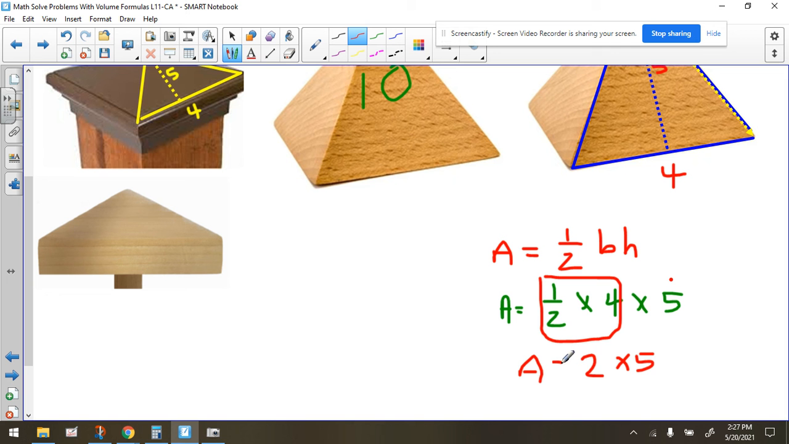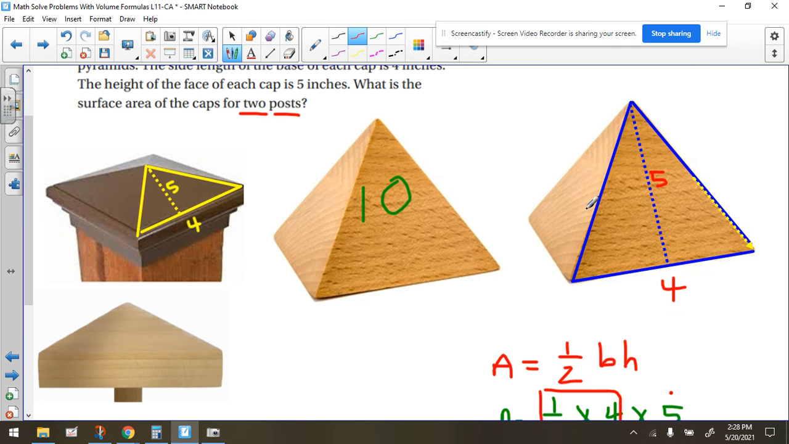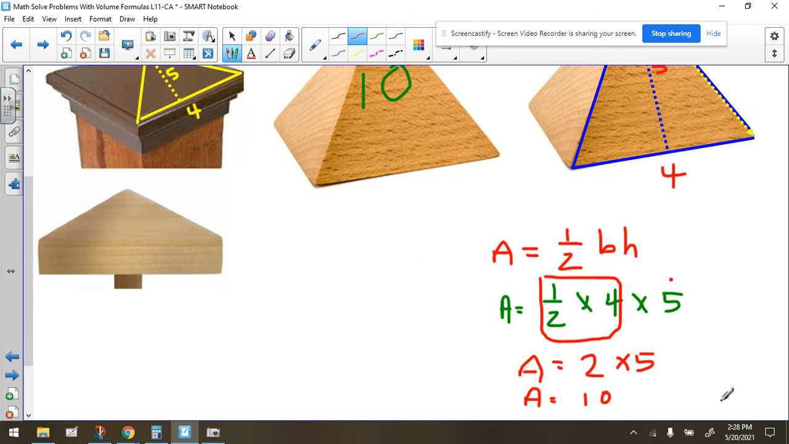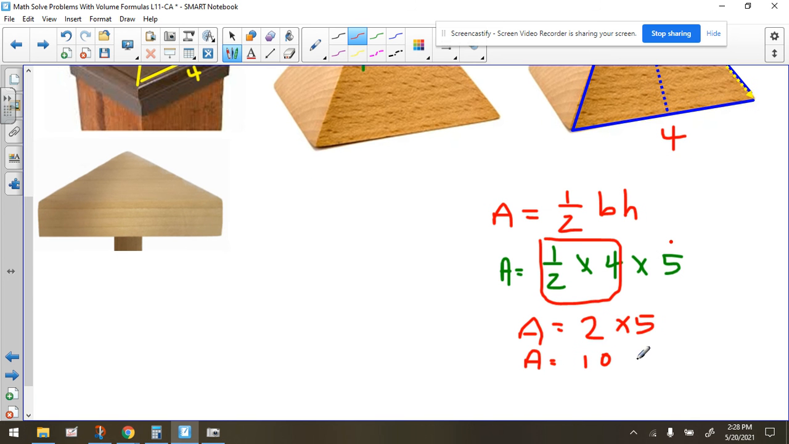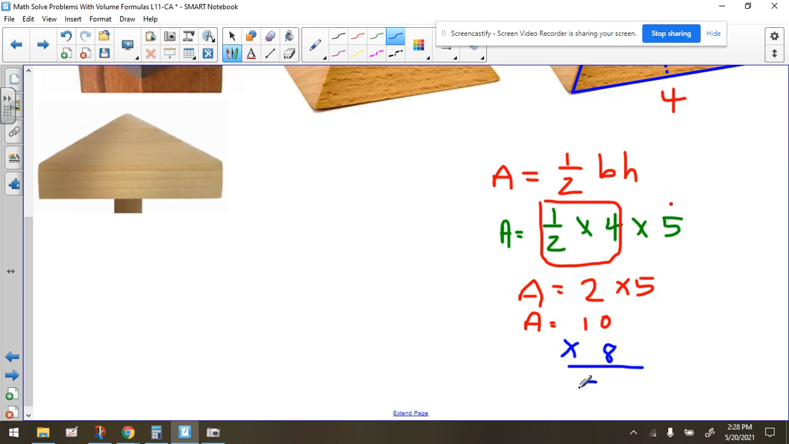All right, now how many of those would we have for the 2 posts? Because one square pyramid would have 4 triangles like this. We have 2 of them. So that means we really have 8 triangles that are this dimension, if it's a square pyramid, which they're telling us that it is. So we have to multiply this number times 8 to get the lateral sides. All right, so that's going to give us 80 for all the triangles. So let me put that number over here so we don't lose track of it.